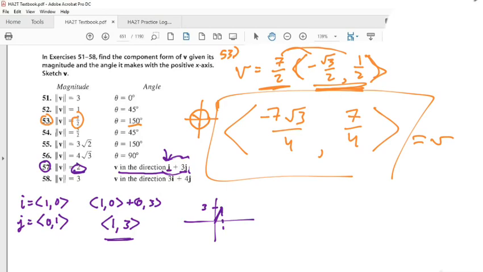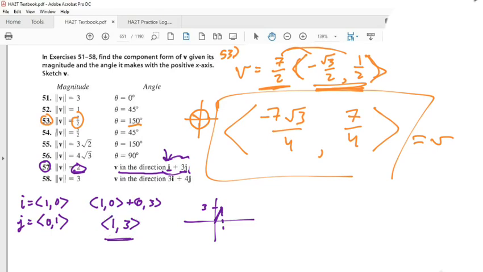Okay, so we have to be pointing in this direction, but it has to be of length 2. So how do we do that? Before, we could take the unit vector and multiply it by the magnitude, and that would make the unit vector that long. So what would you do? Is it not just 2 times? No, it's not, because this is not a unit vector.